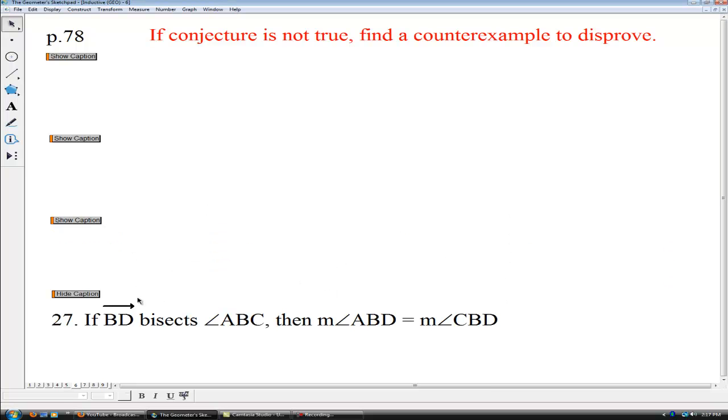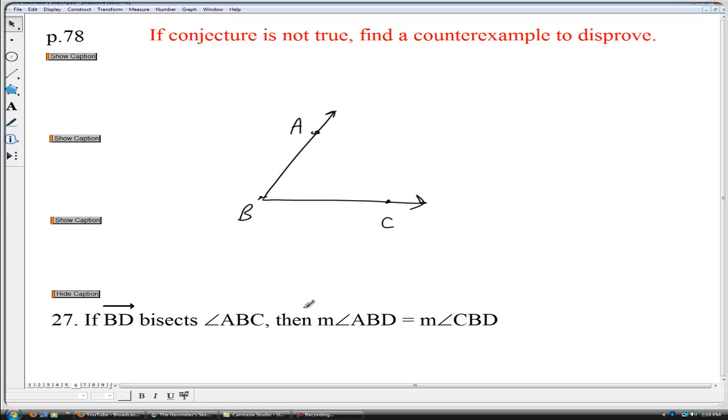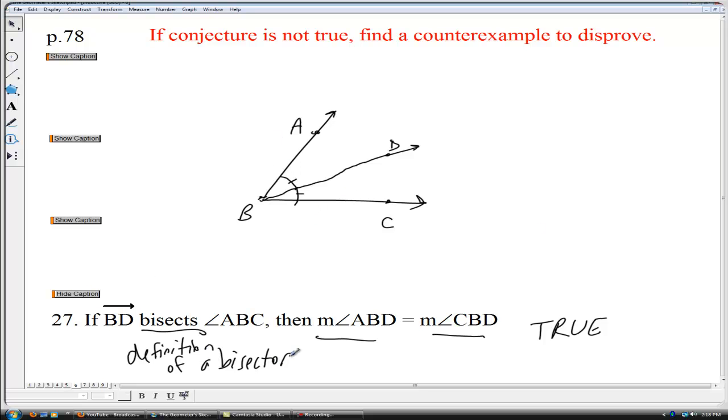Number 27 says, if ray BD bisects angle ABC, so let's do a little sketch of this. So here's angle ABC, ray BD, I'll try my best to sketch this to make it look accurate. If this bisects, that means we get congruent halves. And so this equaling this, angle ABD equals angle CBD, I'm saying this is true. I can't think of a way where this could be proven false, and when we get to two-column proofs, this explanation right here we'll use quite a bit: the definition of bisectors, definitions of midpoints, etc.